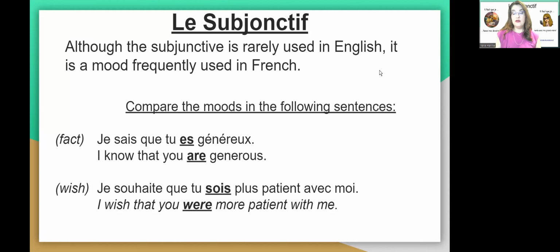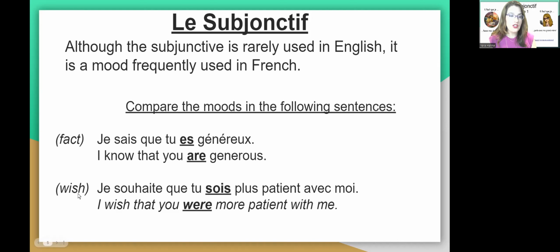So although the subjunctive is not very frequently used in English, it's a mood very frequently used in French. Compare the mood of the following sentences. Here is the fact. We said we use the indicative mood for the facts, and wish. And what mood did we say we use for the wishes? It's the subjunctive. Okay, let's start with the fact. Je sais que tu es généreux. So here, in all these sentences, we are using the verb to be. Être, je suis, tu es, il est. So here we have tu es. Je sais, I know for a fact. Je sais que tu es généreux. I know that you are generous.